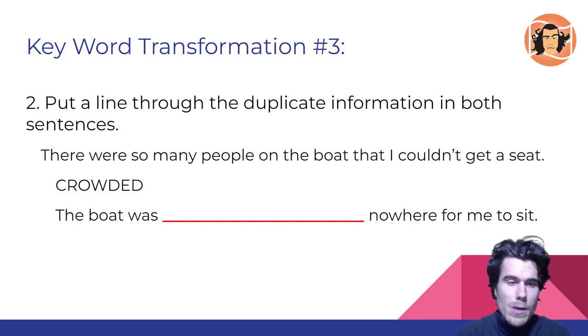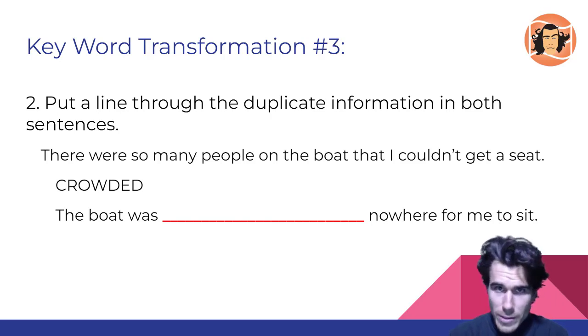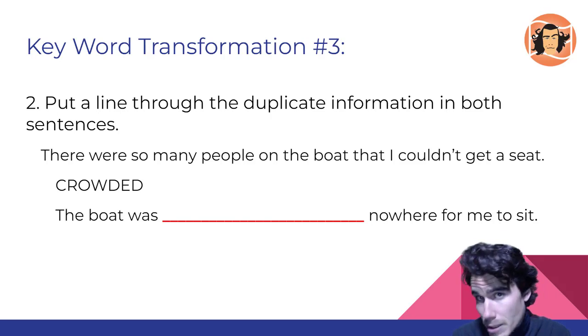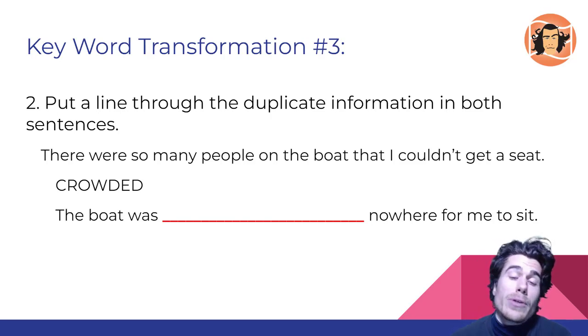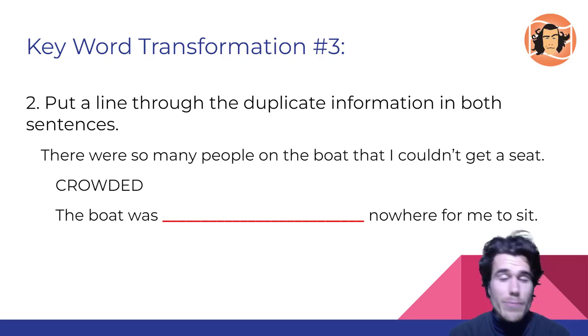Step 2. Put a line through the duplicate information in both sentences. So if you haven't done so already, write down this question, the example sentence, the keyword, and the sentence with the missing information on a sheet of paper, or write it down on your computer. And then pause this video, and put a line through the duplicate information that you can find in both sentences. And when you've done that, press play, and we'll see which words I put a line through.